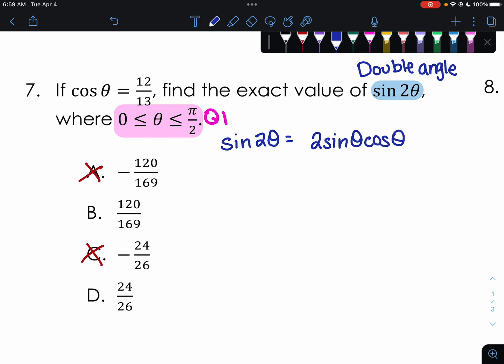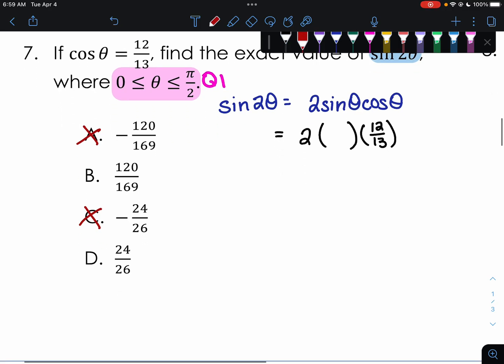So I'm going to plug in what I know. I know that cosine theta is equal to 12 over 13. I need to find what sine theta is. To find what sine theta is, all we're going to do is use the Pythagorean theorem to help us out. So let me draw the right triangle over here. If I know this is theta right here, I know cosine is adjacent over the hypotenuse. So I know the adjacent side is 12. I know the hypotenuse is 13.